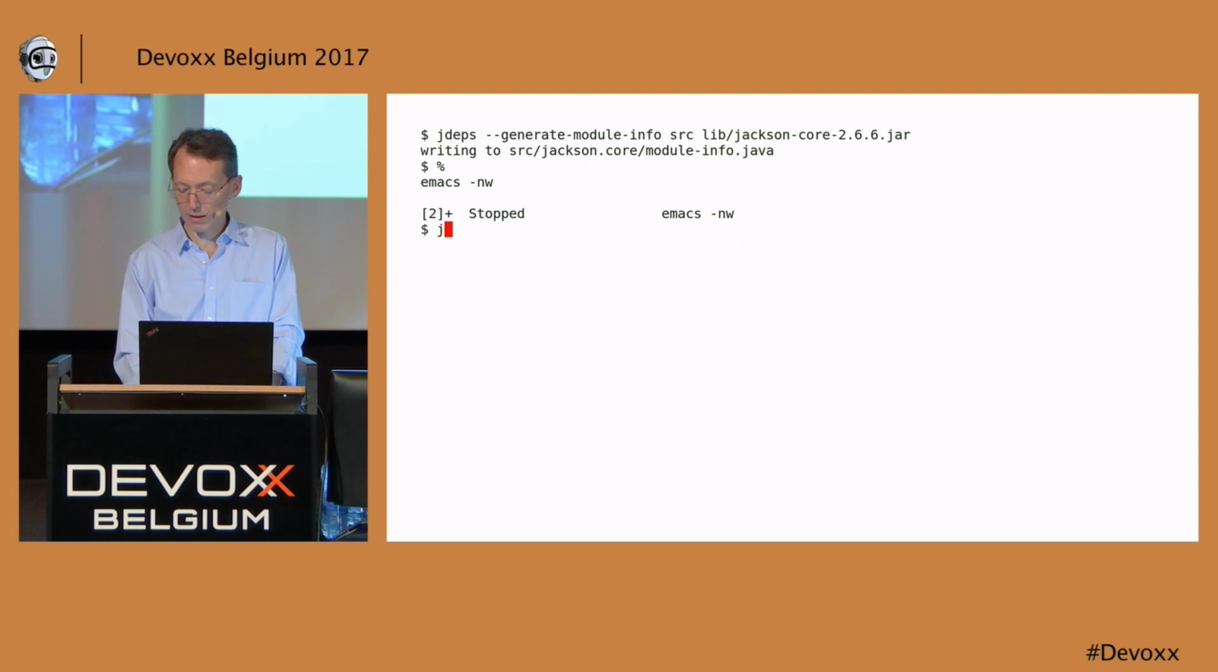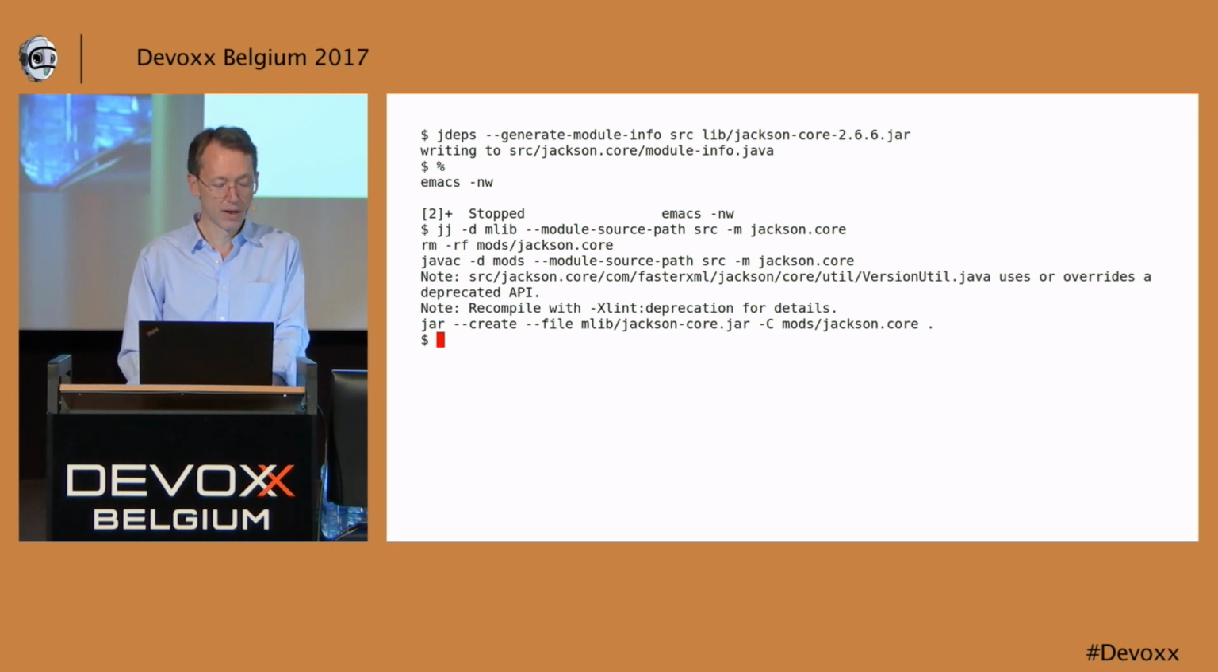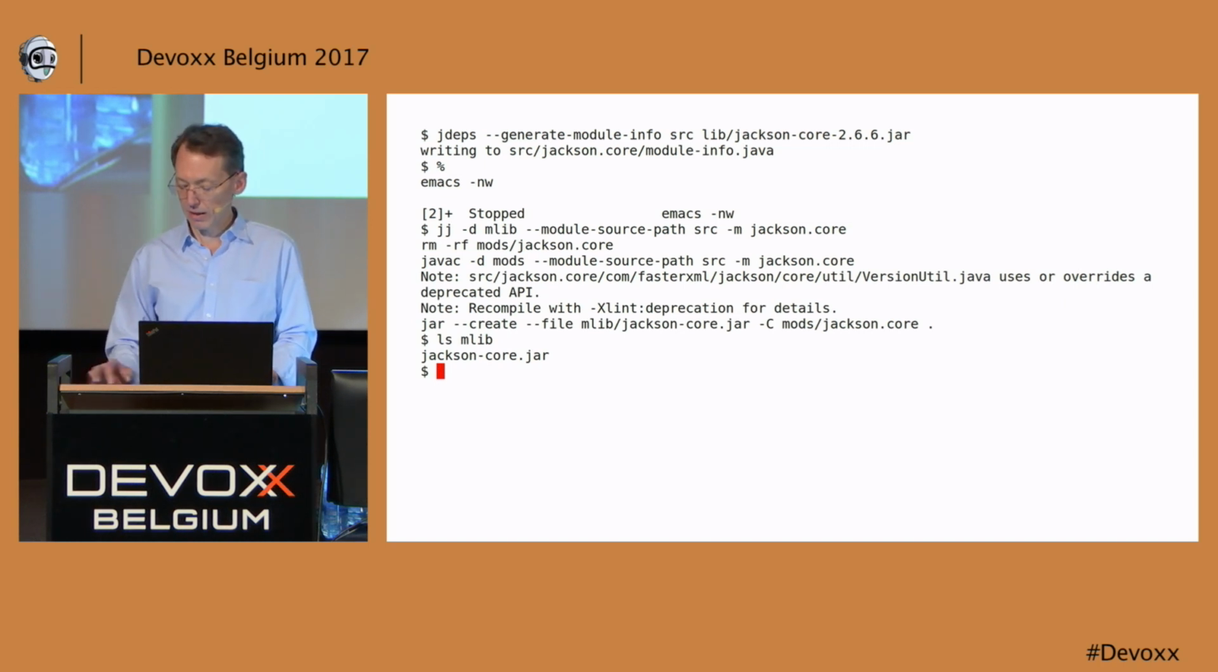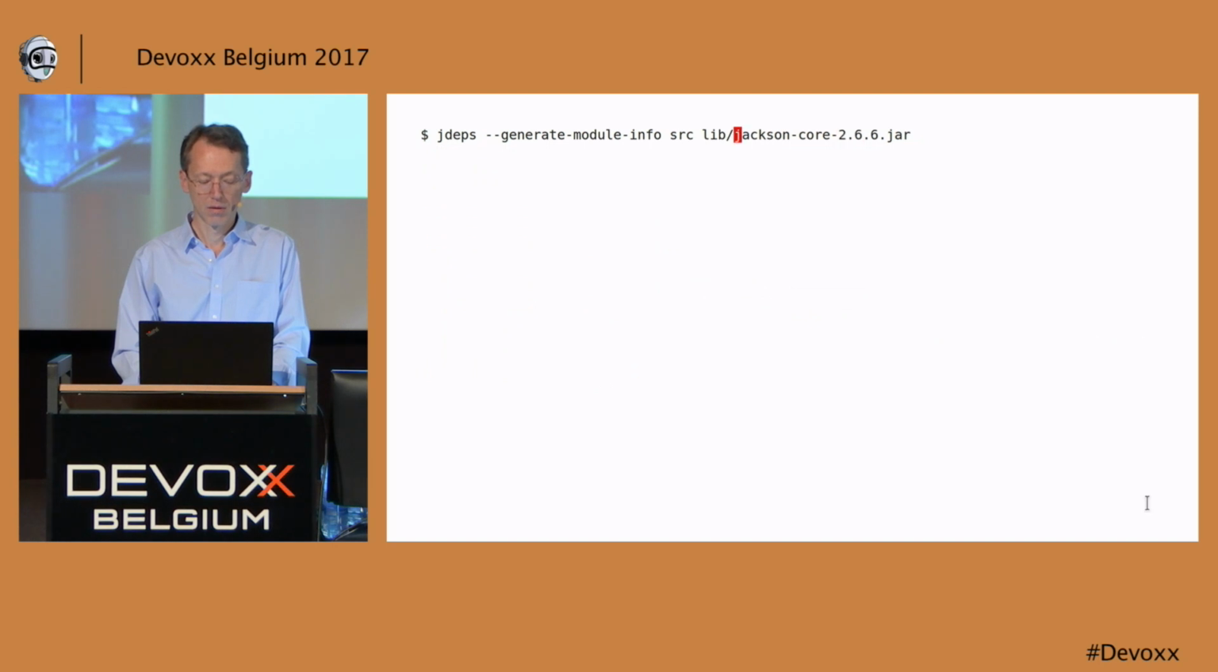Okay, so I can now compile the modularized Jackson core. Takes a little longer because there's some real code in there. And I'm putting these new ones in a different directory called mlib. Okay, so that's done. I need to do an equivalent thing for annotations and databind. So let me do that. I'll just do all of these at once.